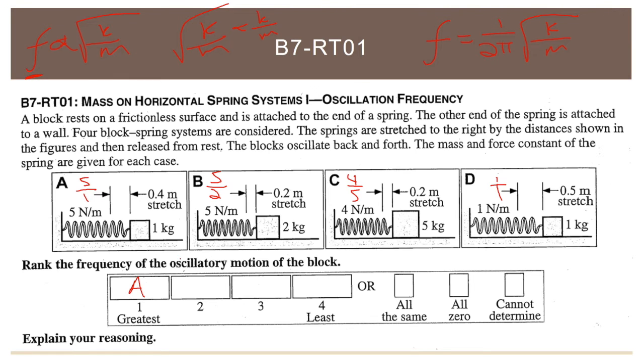So the biggest one is A, 5 over 1 is 5. 5 over 2 is 2.5. So then we have B. Then we have D, 1 over 1 is 1. And then, of course, the only one that's less than 1, 4 over 5, or 0.8, is C, and that is our ranking: A, then B, then D, then C.